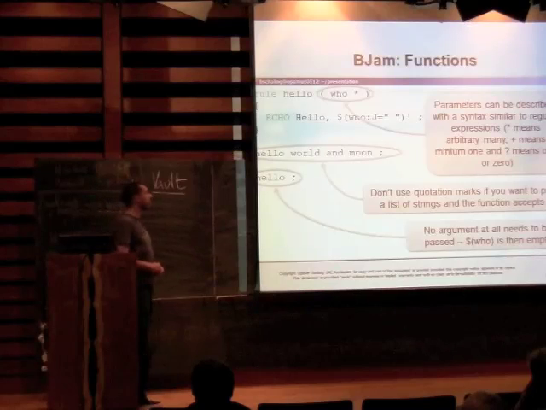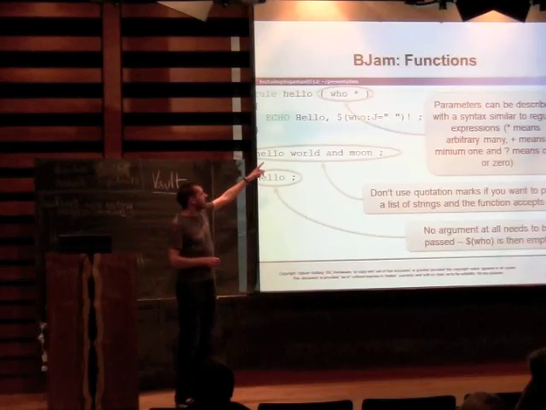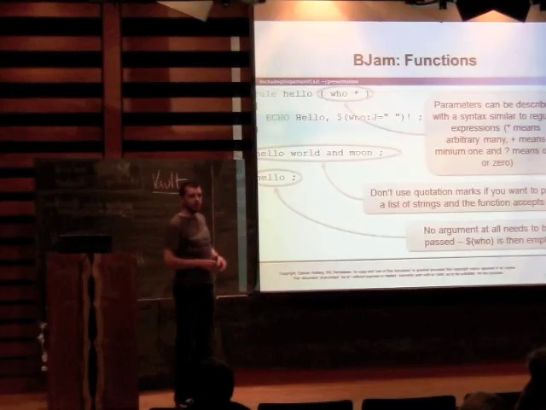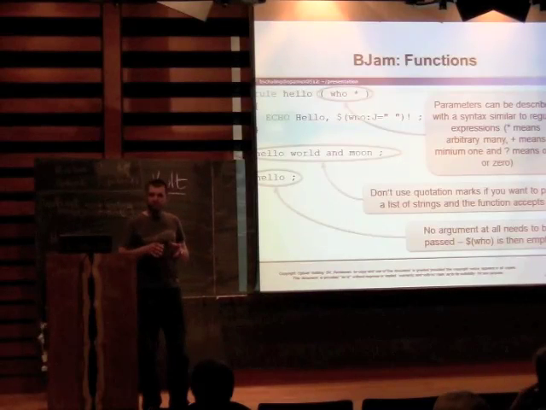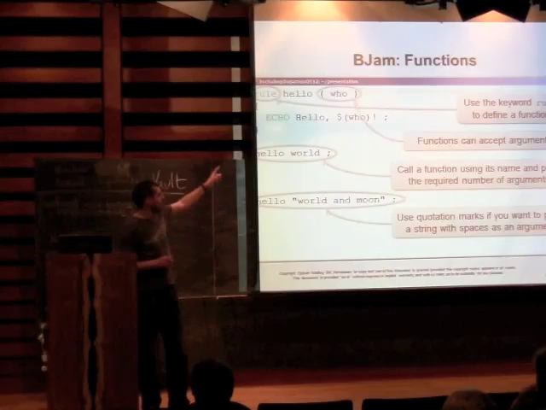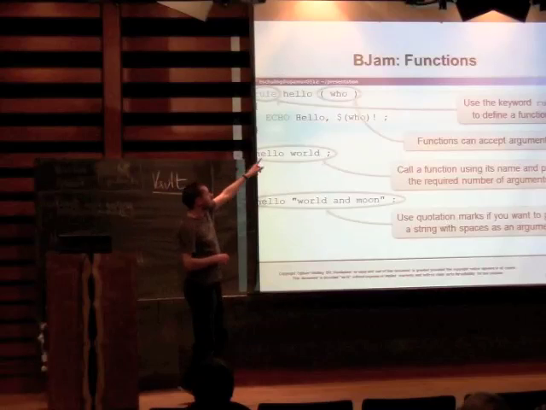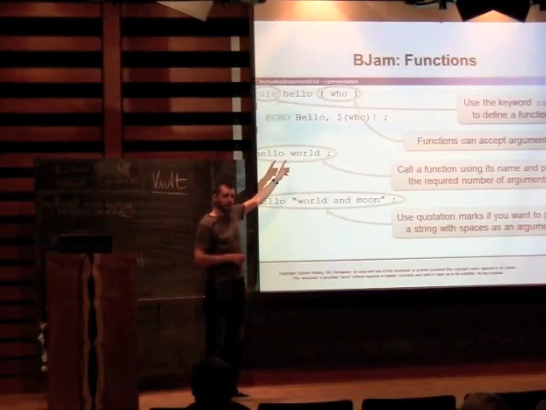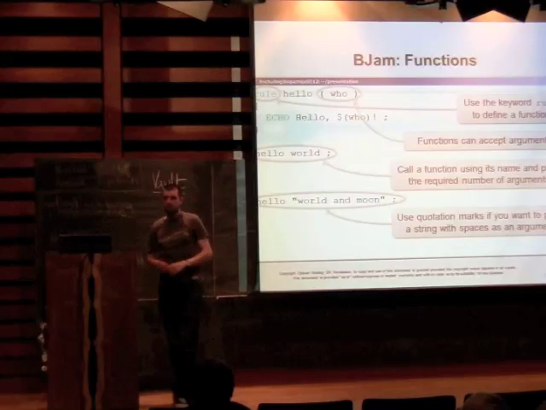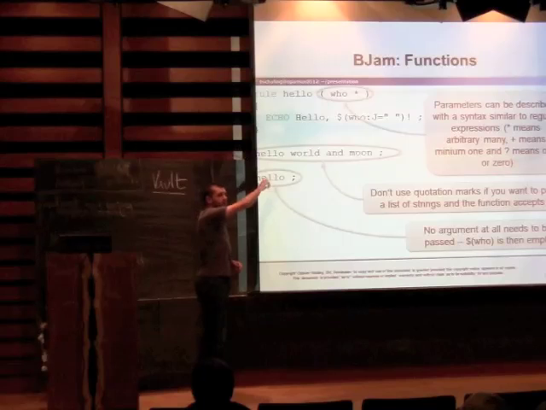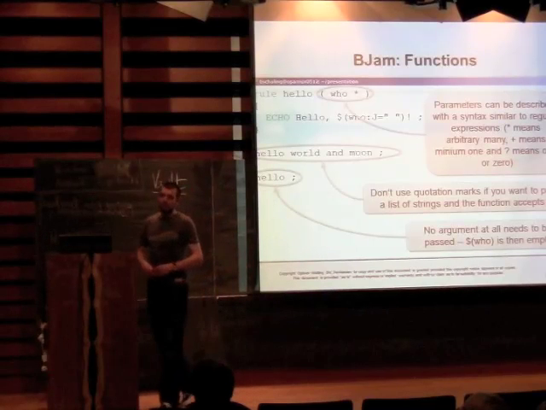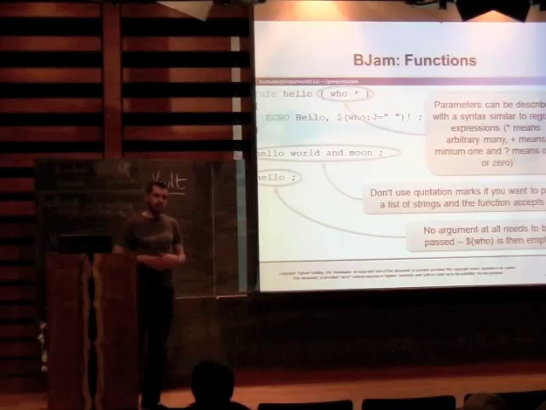What you can also do when you define functions is add some funny characters behind the parameters to specify how many items in the list of strings are expected. If you have something like this, who, without anything else, it means that the list of strings must contain one item and only one. If you add the little star behind who, it means who can contain lists with arbitrarily many items.